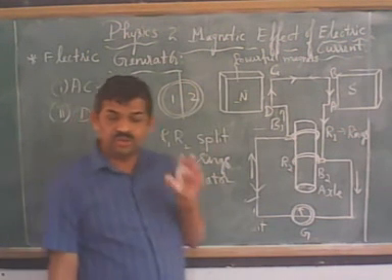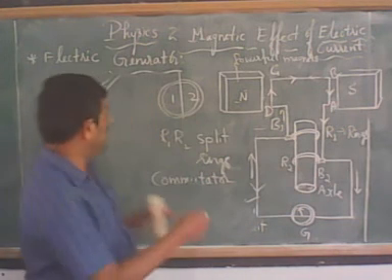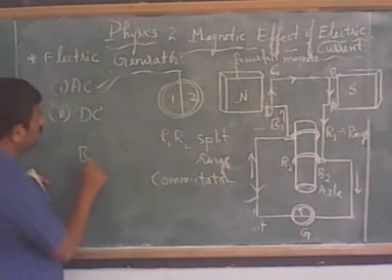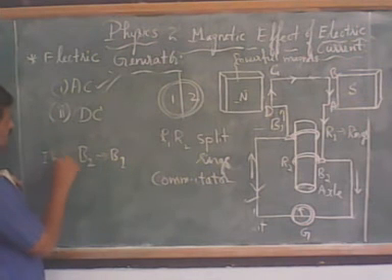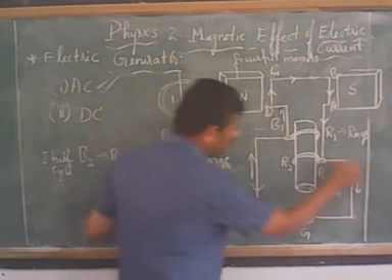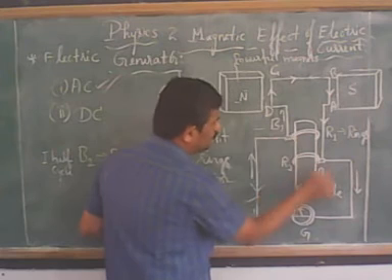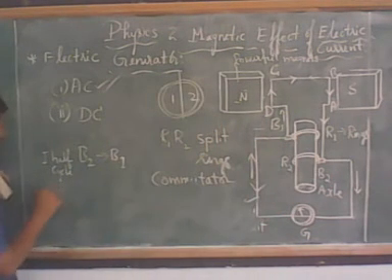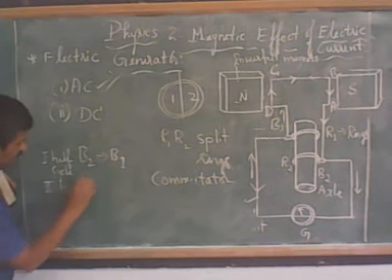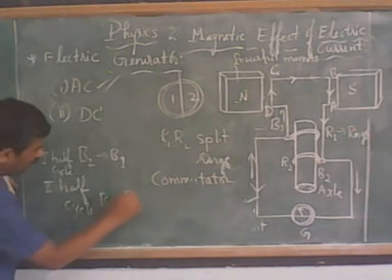Commutator does a very good job. For the first half cycle, if the flow of current is from B2 to B1, brush 2 to brush 1, these are the conducting brushes. In the second half cycle also, the current flows from B2 to B1.